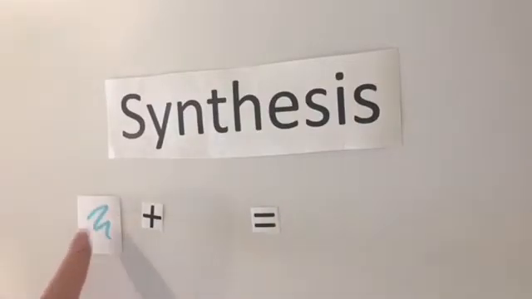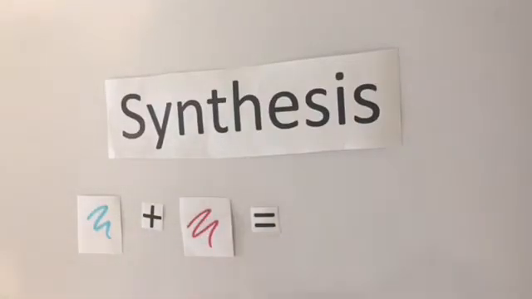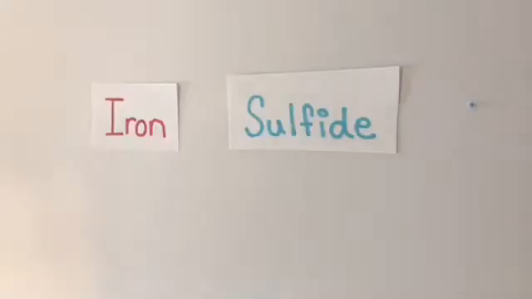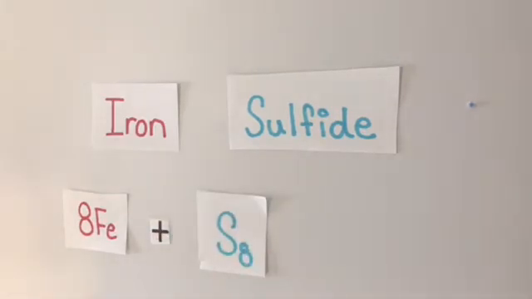An easy way to think about it is like color combinations. So blue plus red equals purple. Or like how berries plus juice equals a smoothie. A great example of a formula would be iron sulfide. So iron plus sulfur equals a new compound.